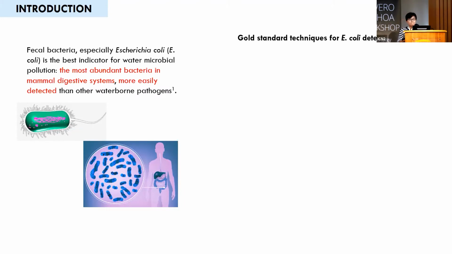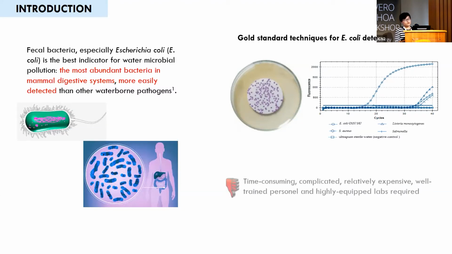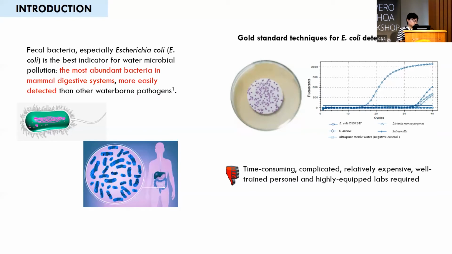The normal gold standard techniques for E. coli detection are bacterial culturing, like membrane filtration, and DNA-based techniques, for example qPCR. These standard techniques still have some disadvantages. For example, they are time-consuming, sometimes complicated, and relatively expensive. In addition, they need well-trained personnel and highly equipped laboratories.